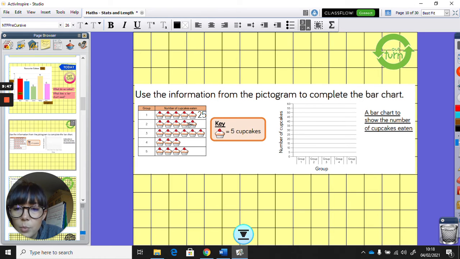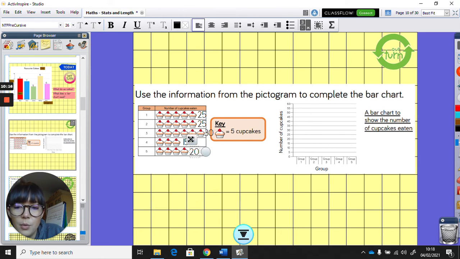Greedy. Oh, we can see that group 2 ate the same amount. Can you see that? Because they have the same amount of cakes. Group 3, 5, 10, 15, 20, 25, 30 cupcakes. Group 4, 5, 10, 15 cupcakes. And group 5, 5, 10, 15, 20 cupcakes.